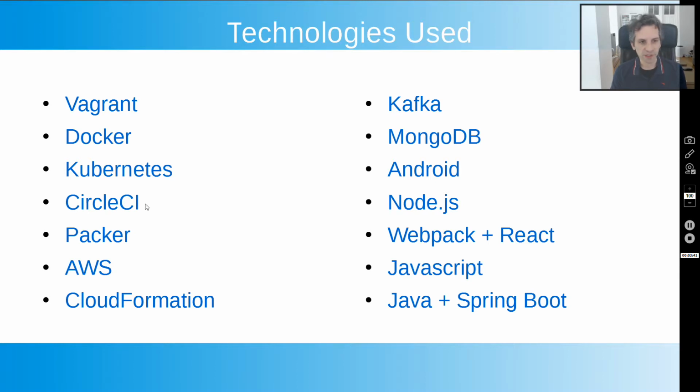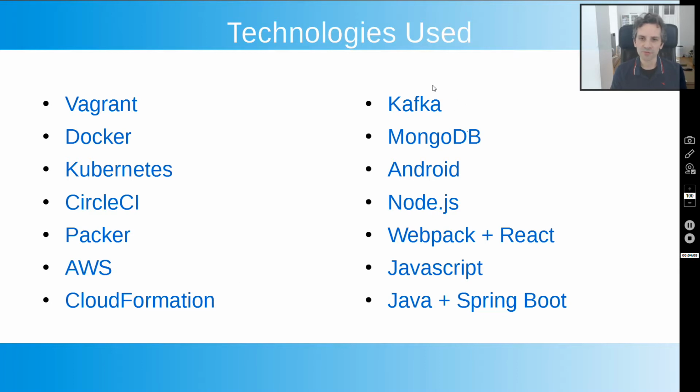I use Circle CI to build my projects, and Circle CI actually produces the Docker container on every check-in that I do to the master branch. I used Packer to prepare my AWS EC2 instances to run my application. I run it in AWS, Amazon Web Services, and I use CloudFormation to build the whole infrastructure that I need to run this service.